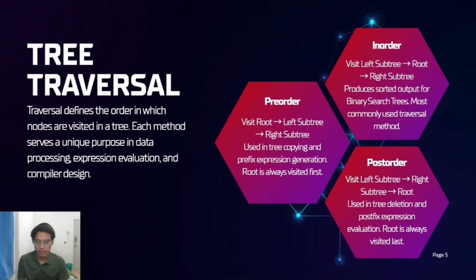Second is in-order traversal. Here we visit the left subtree first, handle the root, and then finish with the right subtree. The remarkable thing about in-order traversal is that if you run it on the BST we just discussed on the previous slide, it will extract and print your data in perfect sorted ascending order.